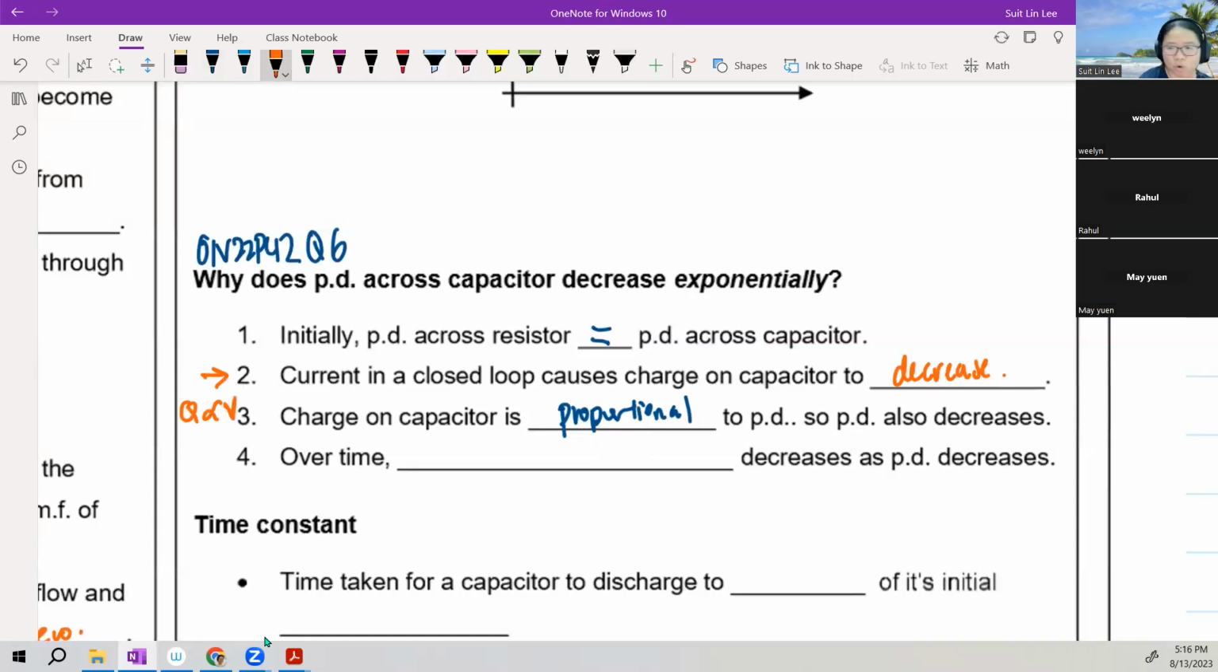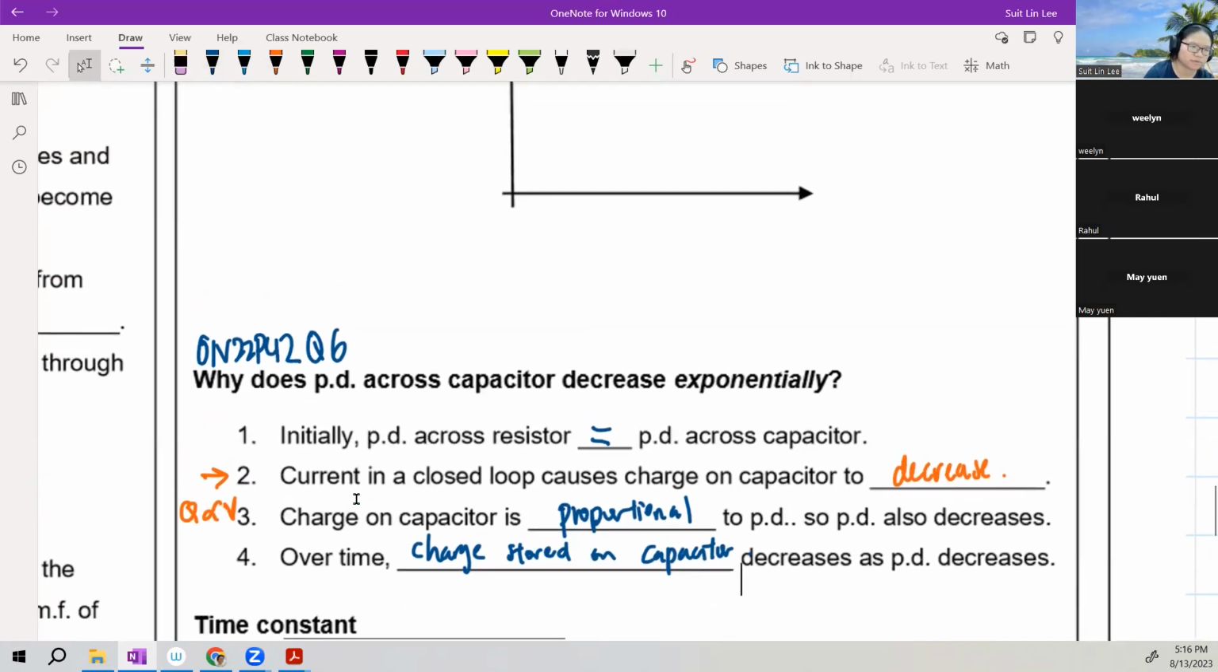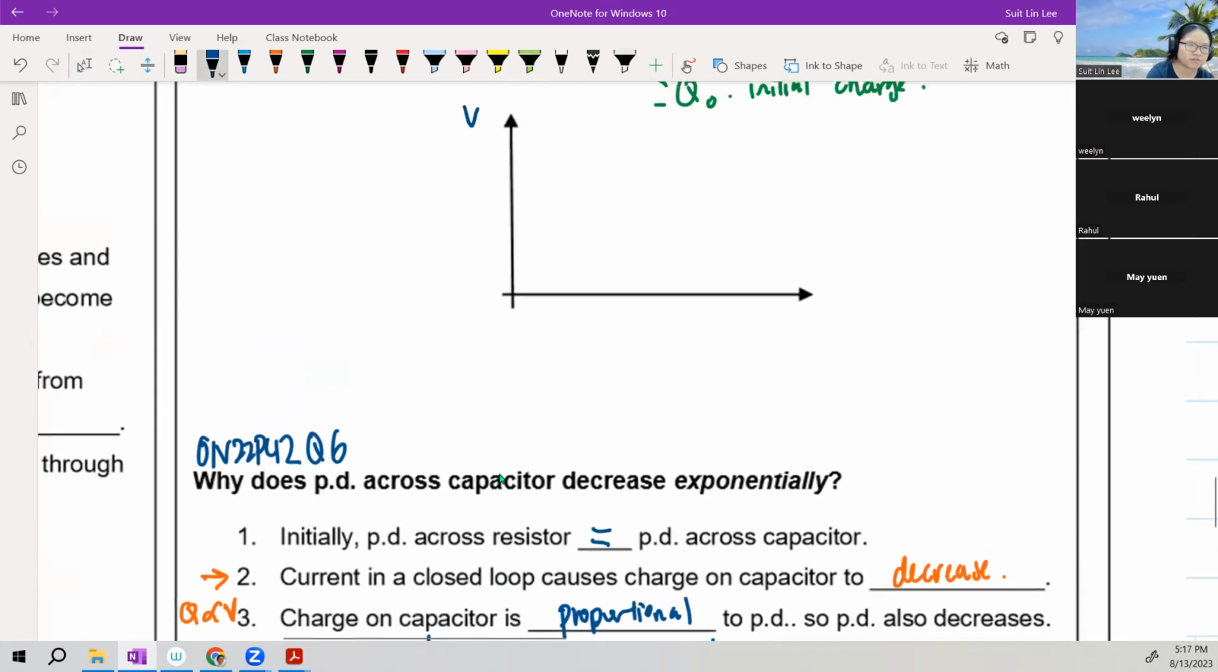And because of this, over time, the charge stored on the capacitor decreases as PD decreases. So this is basically just saying that right now I have two graphs. I have the Q graph. Why does the V graph also decrease like that?